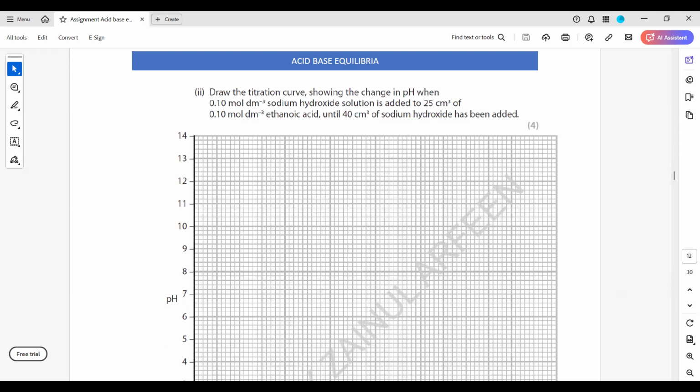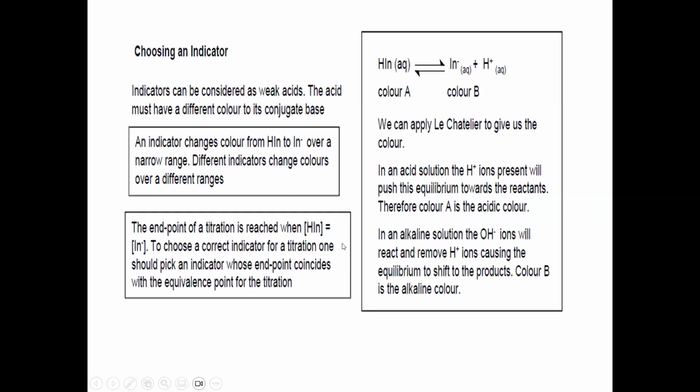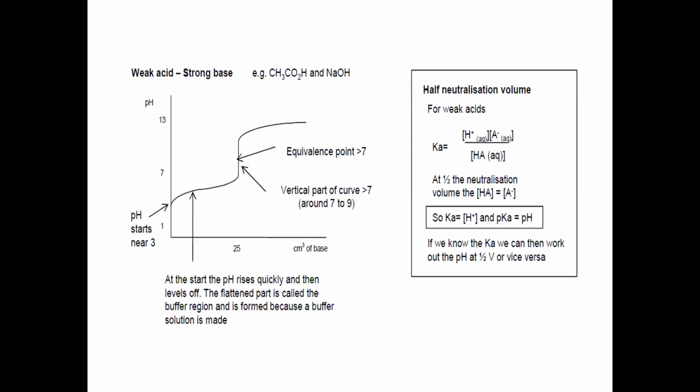Whenever we have a weak acid and a strong base, what should be the range? If you see the titration curves, this one is a strong acid, weak base. This is a weak acid and a strong base. And this part is a buffer range. Why is it a buffer range? Because you have a mixture of a weak acid and its salt. That's why this region is a buffer range. The vertical part is from 7 to 9. So in the same way we have to draw.